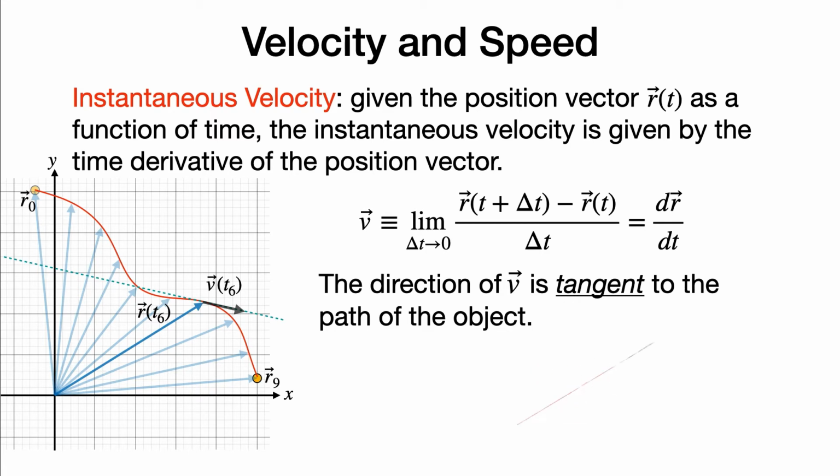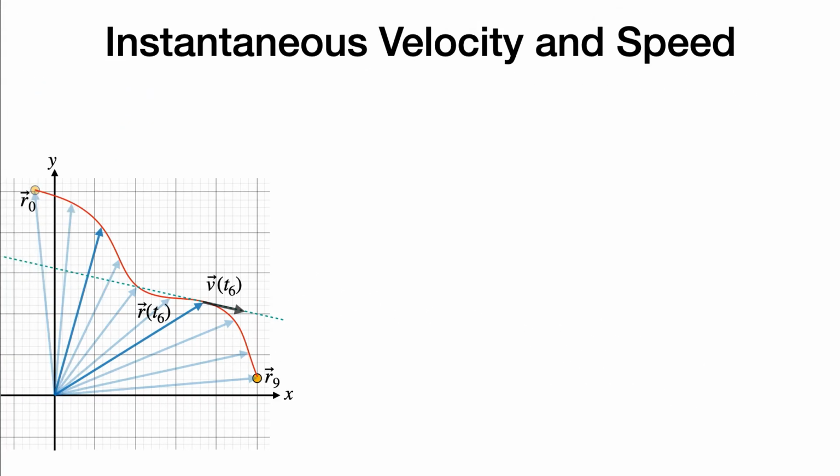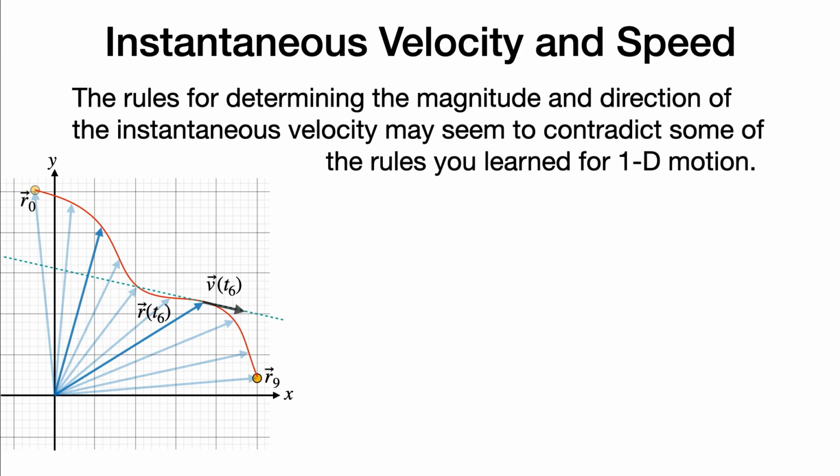Now, instantaneous speed is simply going to be the magnitude of the instantaneous velocity. And interestingly, the instantaneous speed is not related to the slope of the tangent line to the path. The rules we've just given for determining the magnitude and direction of the instantaneous velocity may seem to contradict some of the rules you learned for one-dimensional motion.